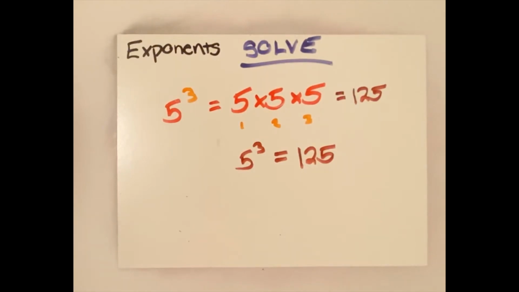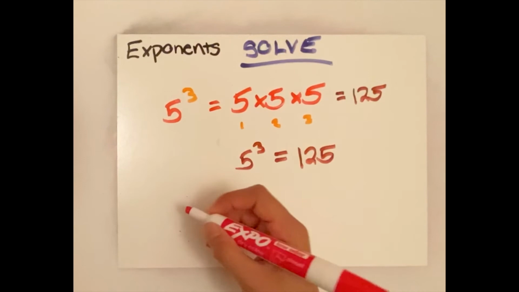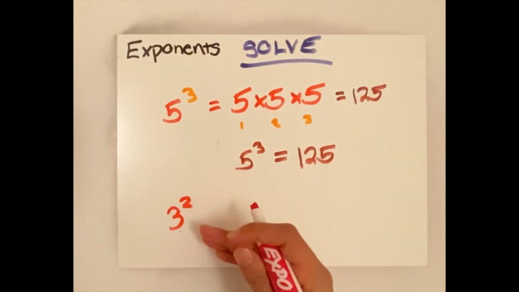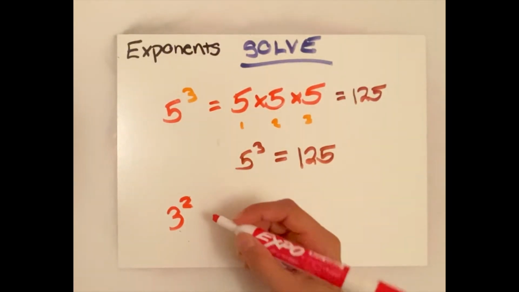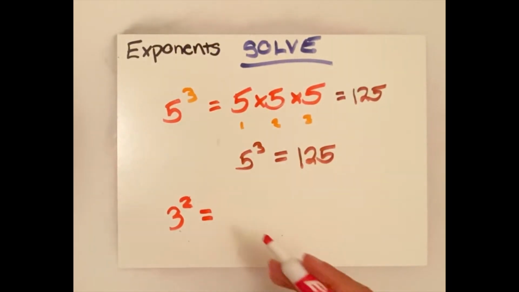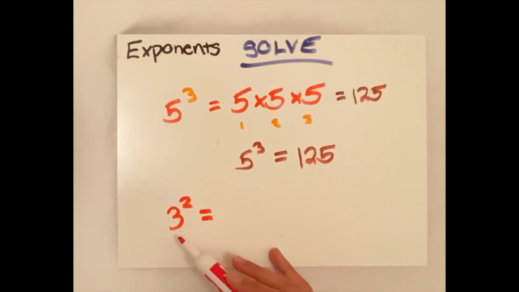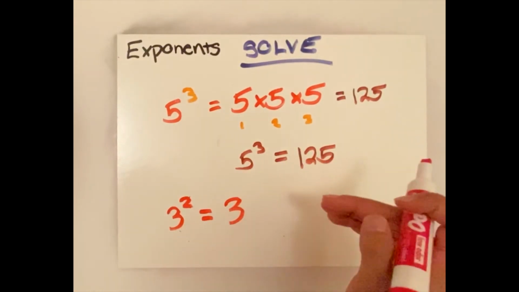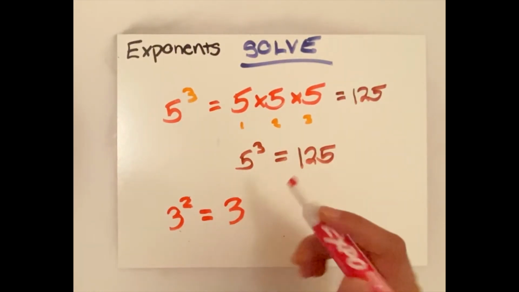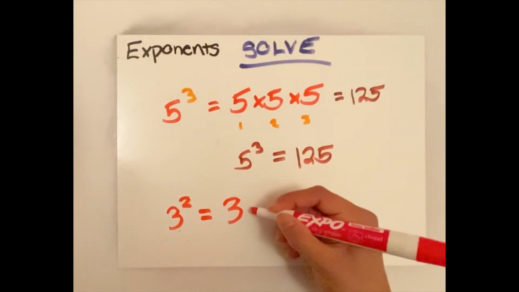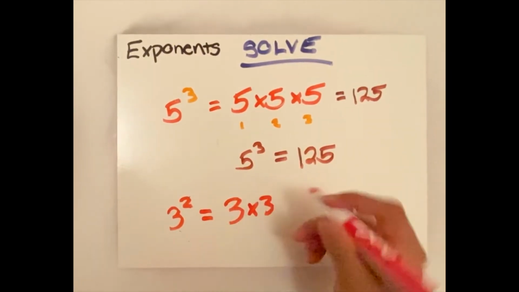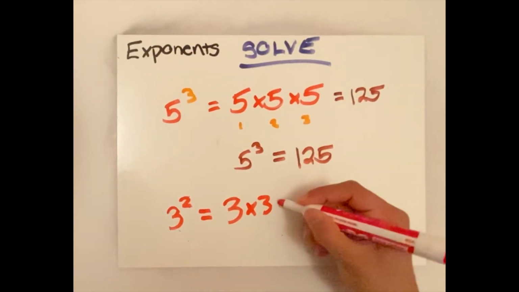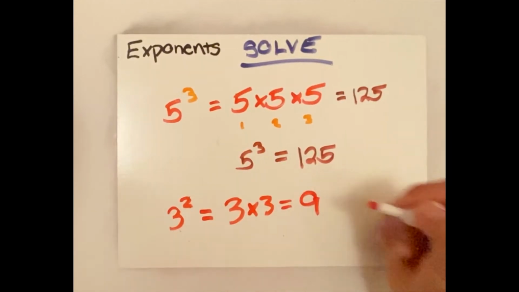Let's go with 3 squared, or 3 to the power of 2. So, what does this mean? Well, we have the base 3, so how many times are we going to multiply 3 by itself? The exponent is 2, so the answer is 3 times 3. We have two 3s in the expanded form of the multiplication statement, and that equals 9.